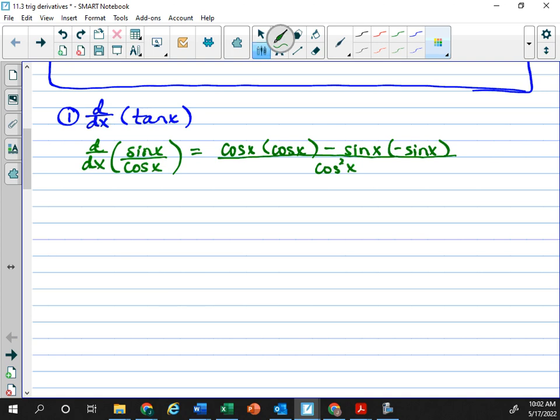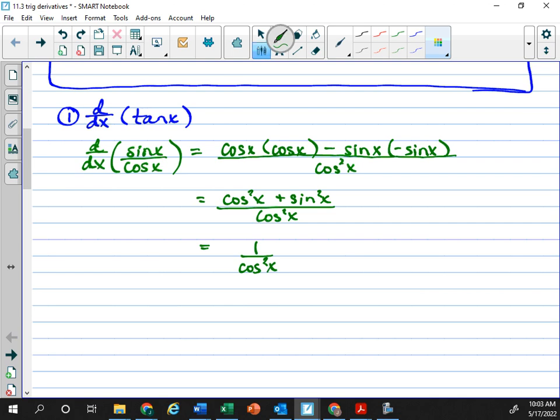So we're going to simplify. What is cosine times cosine? And then minus sine of x times negative sine of x, all over cosine squared x. Should I cross out the cosine squared? No, thank you. All right, what is the numerator? What's cosine squared plus sine squared? It's just 1, right? Pythagorean identity. So I have 1 over cosine squared.